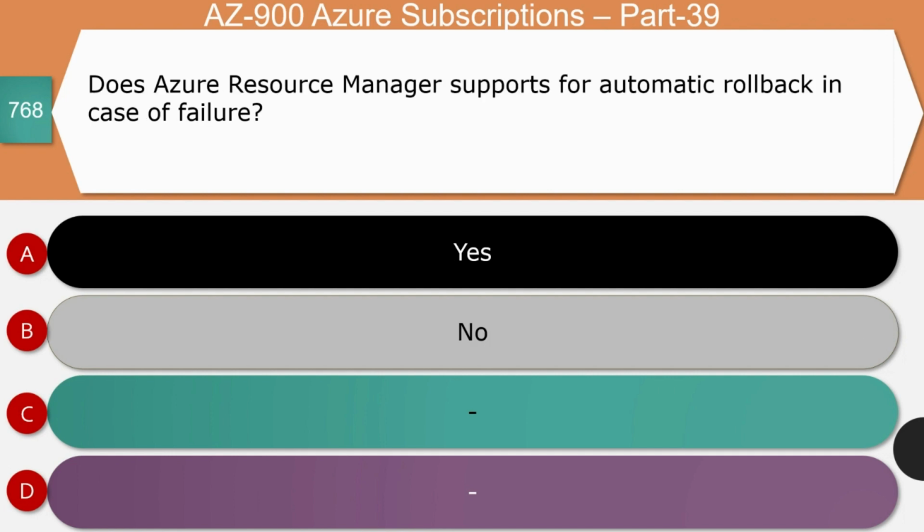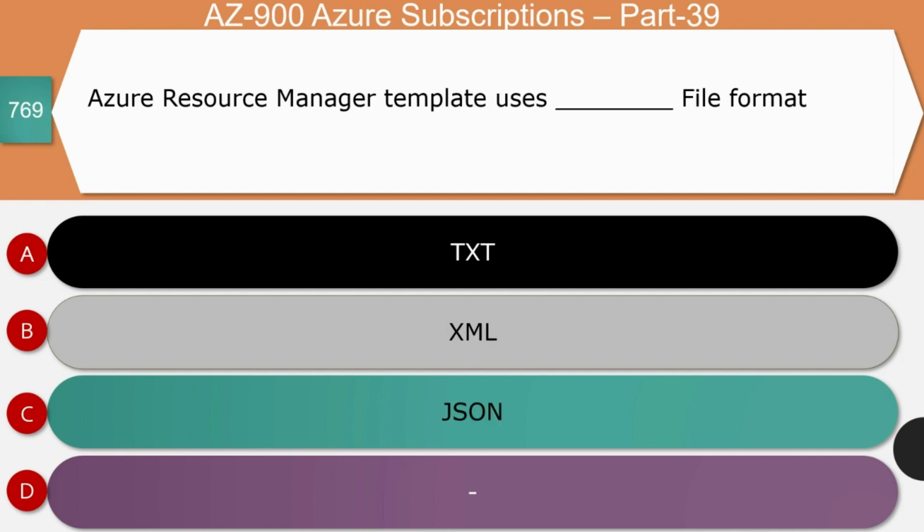Next question, does Azure Resource Manager support automatic rollback in case of failure? Is it yes or no? The right answer for this question is yes. Azure Resource Manager provides automatic rollback capabilities in the event of deployment failure, and it also supports deployment recovery through its checkpoint and restart functionality. So the right answer for this question is option A.